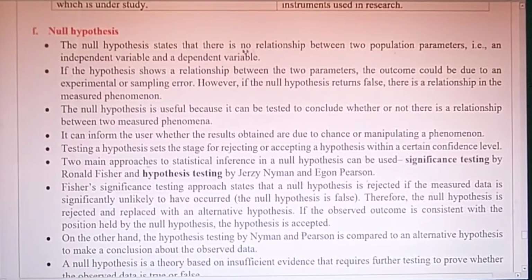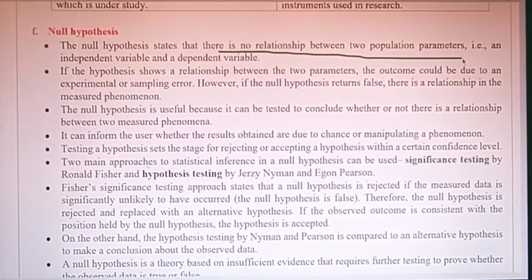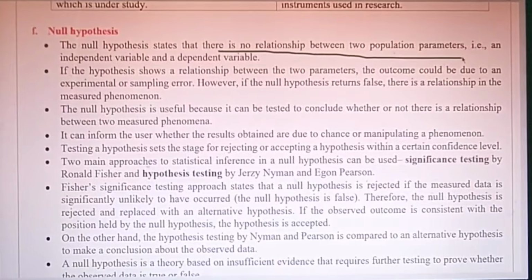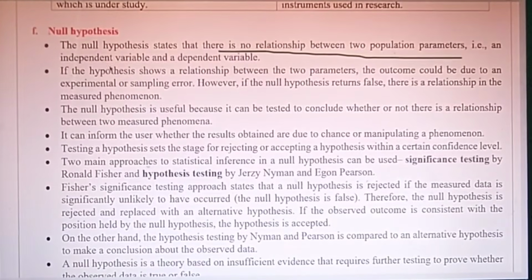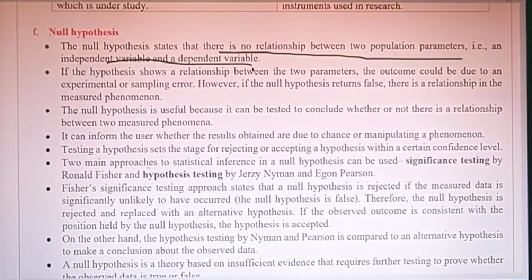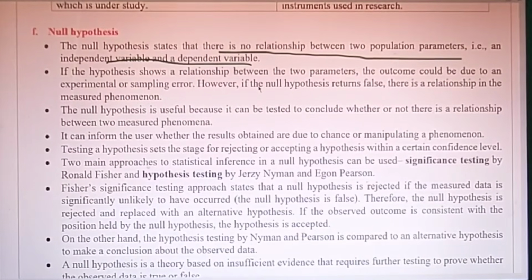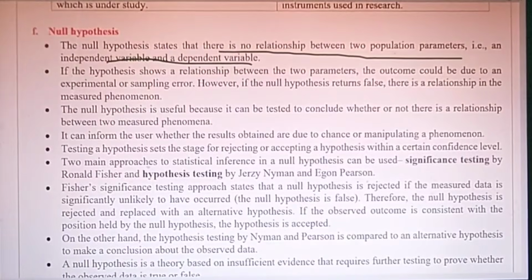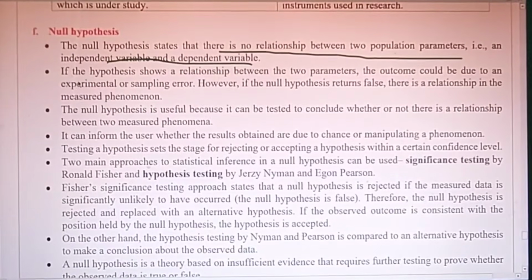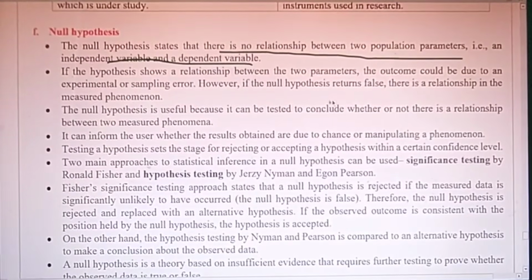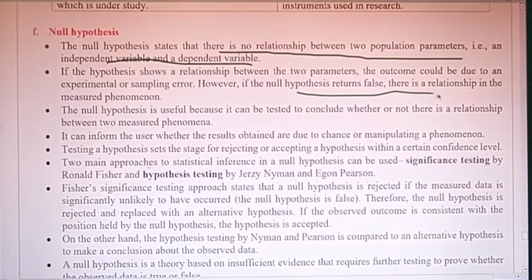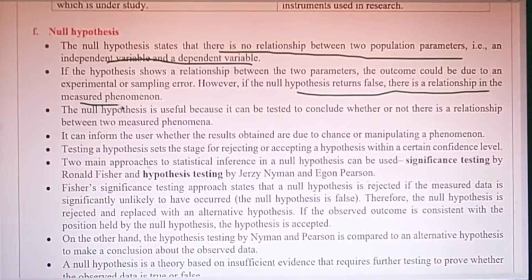Null hypothesis says there is no relationship between the two population parameters. Basically it describes that. That means an independent variable and dependent variable have no relationship. So that is called null hypothesis. And the outcome could be due to the experimental or sampling error. And if the null hypothesis returns false, there is a relationship in the measured phenomena.